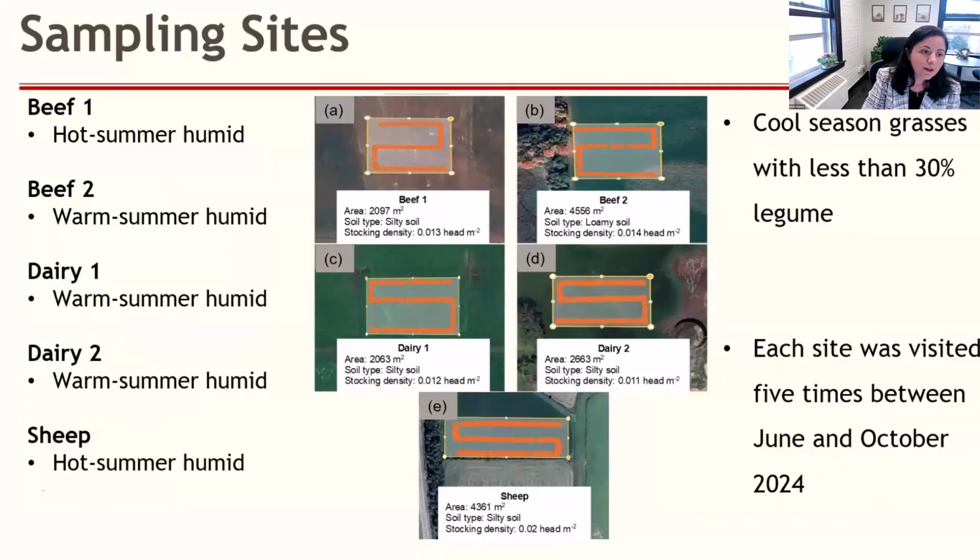One challenge was, when we are thinking about air emissions, we need to think about the stocking density, right? So one challenge was having the same stocking density. It was kind of difficult to compare the sites. But at least we were able to get similar stocking densities for the same animal species. So beef 1 was kind of similar to beef 2, dairy 1 was kind of similar to dairy 2, and unfortunately we had only one sheep site, so this was one of the limitations of this study.